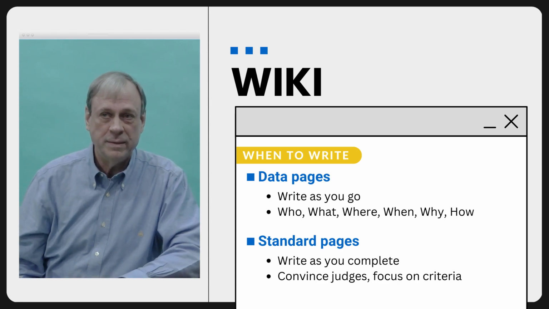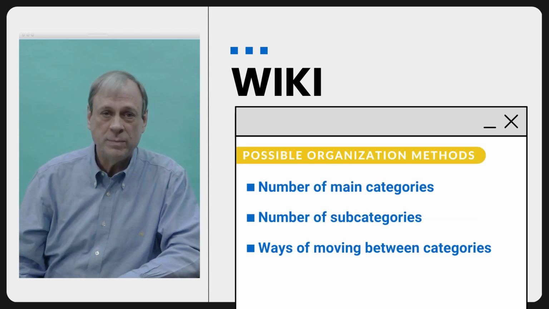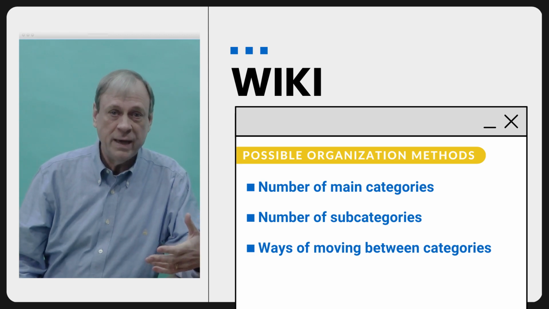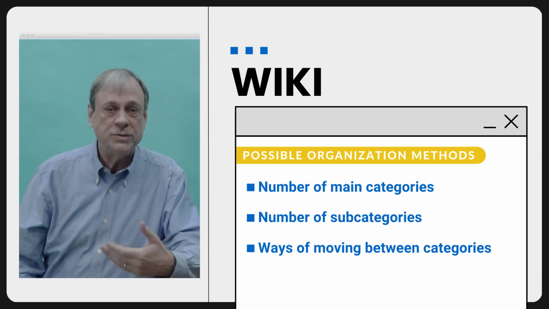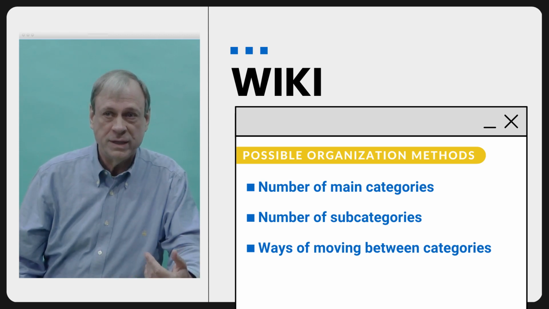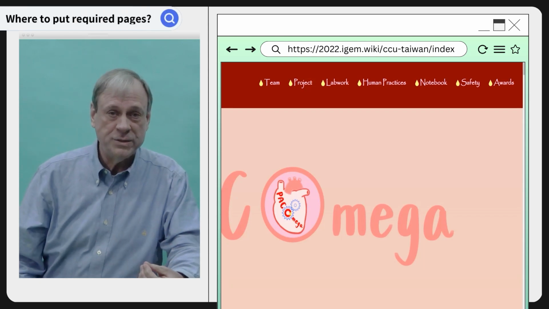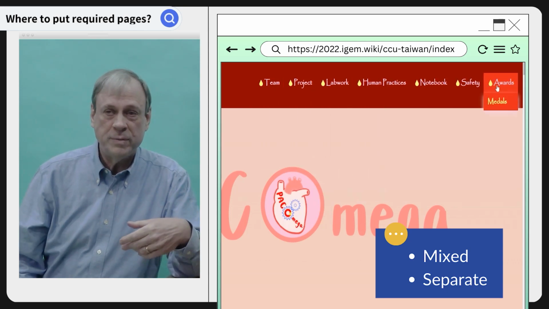So again, there are many possible organization styles, as we talked about, in terms of the number of main categories, the number of subcategories, and the way of moving between categories. So all of those you need to consider in your organization. So the first question is, where are you going to put your required pages? Will you mix them in under the main headings or keep them separate?